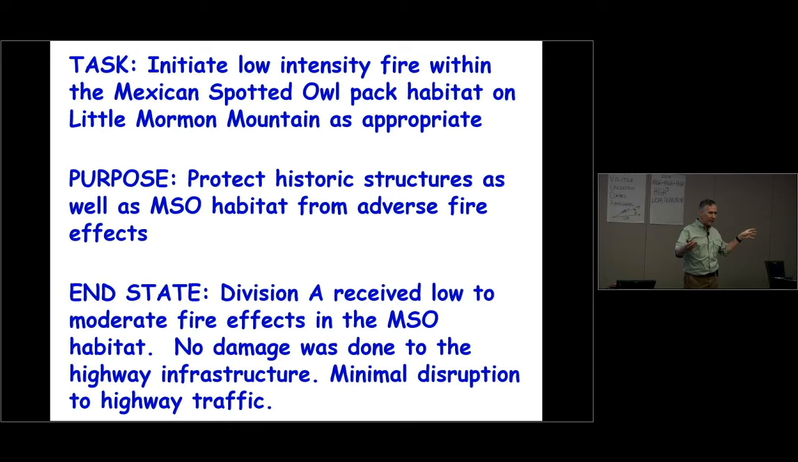So you've heard of painting the picture, right? A vision. You're seeing it already completed. That's what an end state is. And that's how you write it. You write it as if it's already successfully been achieved. Because now, is it very clear to you what I want you to do out there on Division A? What right looks like? Okay, so that's what leader's intent looks like. Task, purpose, and end state.